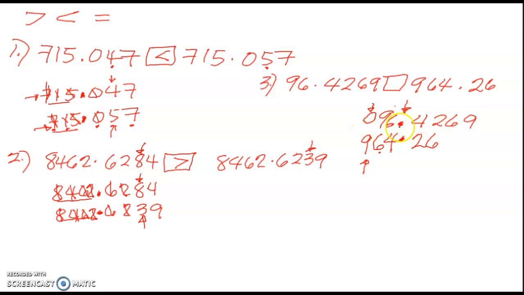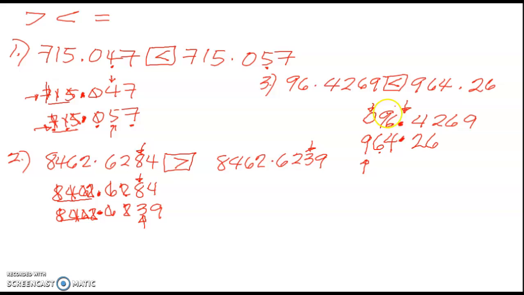Okay, we will not proceed anymore because on the hundreds place, we can already compare that the other one is 0 and the other one is 9. So 96 is smaller than 964. Okay, so our answer here would be less than. So that's our example number 3.